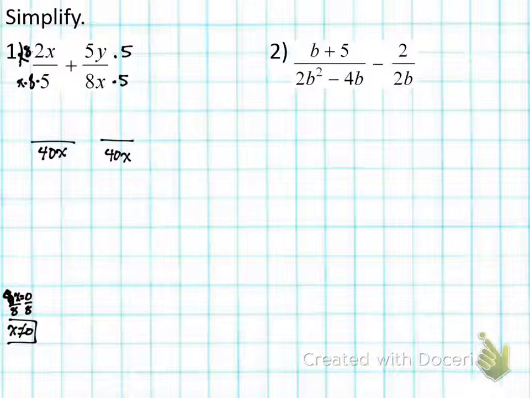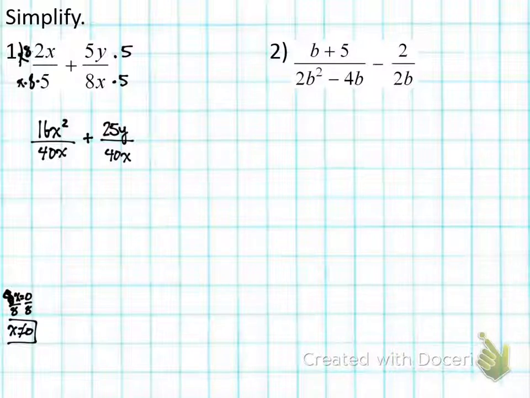Then, our numerator, we got x times 8 times 2 times x. So 8 times 2 is 16, x times x is 16x squared. Okay? And then we got 5 times y, times 5 is 25y. Okay? Now we got a common denominator.